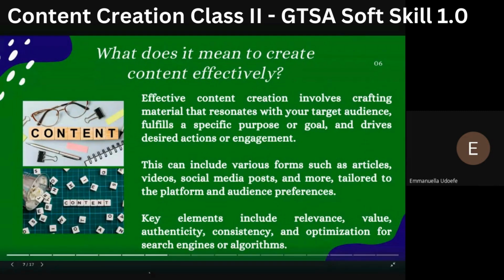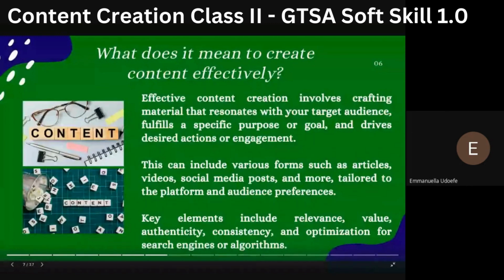So, how do you create content effectively? First of all, what is effective content creation? It involves the crafting of materials that resonates with your target audience. It has to fulfill a specific purpose or goal, and then it drives desired actions or engagement. Now, I need you to underline these three things: resonating with your target audience, fulfilling a specific purpose or goal, and then driving desired actions or engagement.